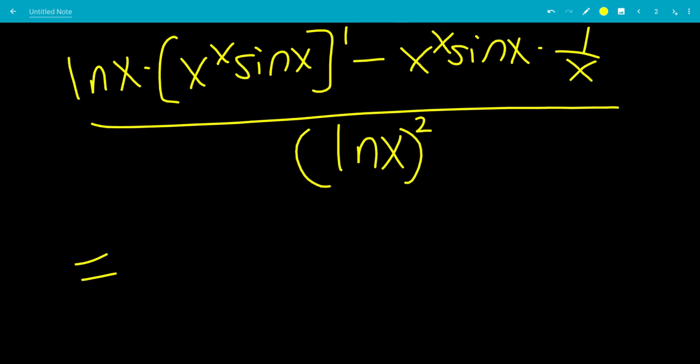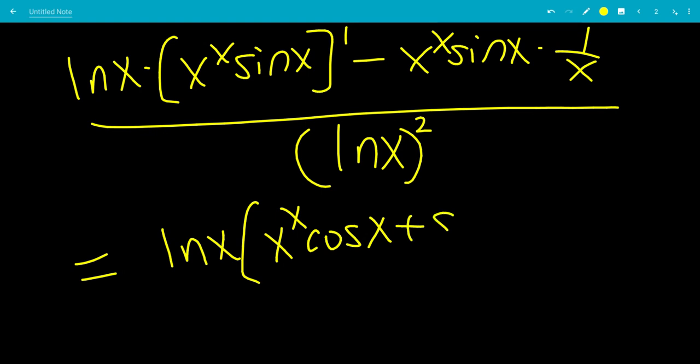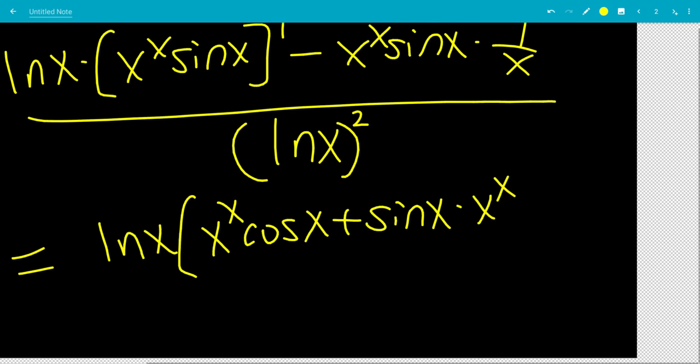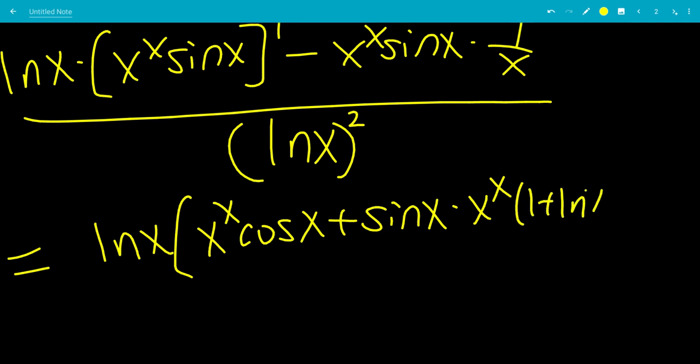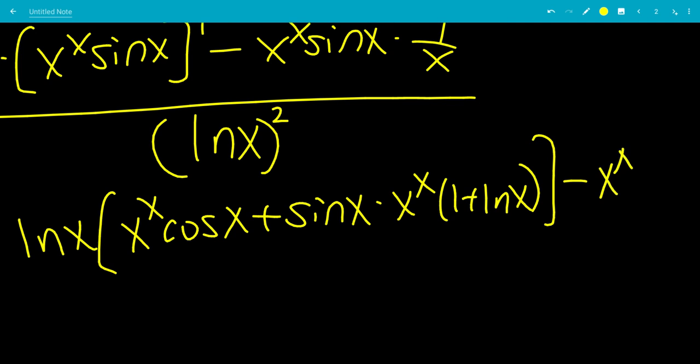The derivative of x to the x times sine x would be a product rule, so that would be x to the x times the derivative of the second, which is cosine x, plus sine x times the derivative of x to the x, which we just found out is x to the x times 1 plus ln x. Okay, and we have minus x to the x.